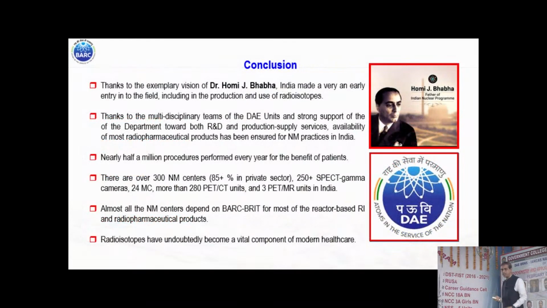And with that, I will come to the conclusion of my presentation. So thanks to the exemplary vision of Dr. Homi Jahangir Bhabha, we made a very early entry in the field of production of radioisotopes. Basically, we started somewhere in the 1950s. In 1956, the first reactor came, the Apsara reactor, the first reactor in Asia. And within 3-4 years, we started producing radioisotopes, albeit in very small quantity.